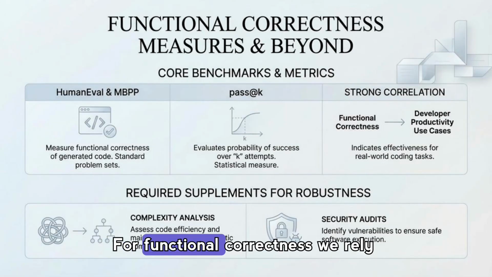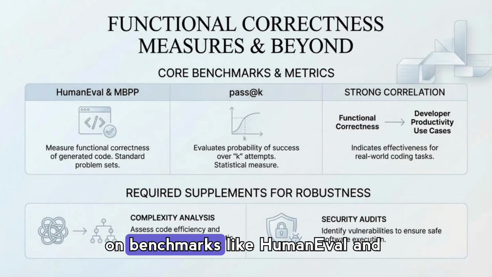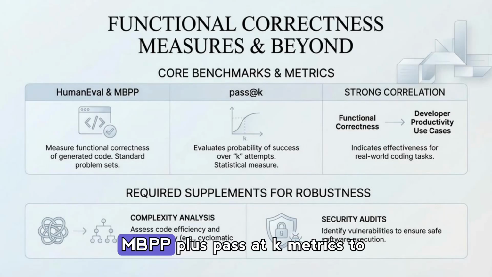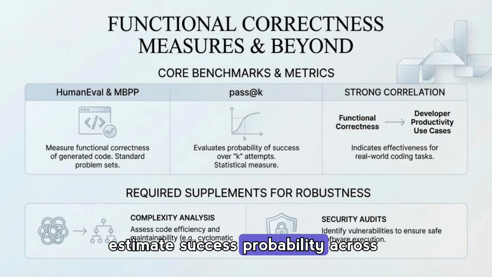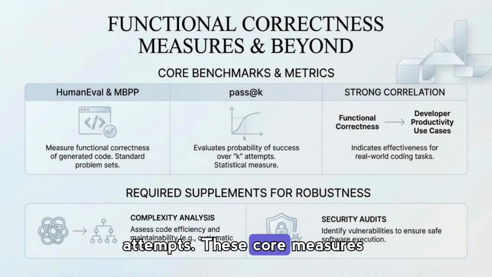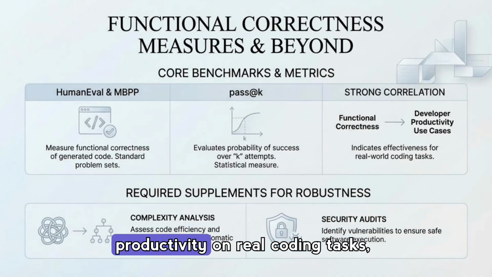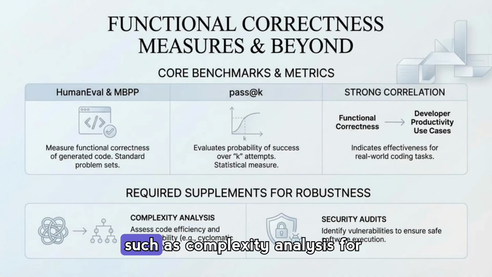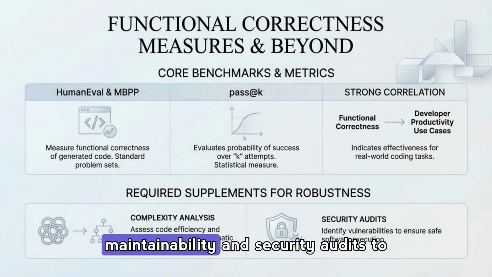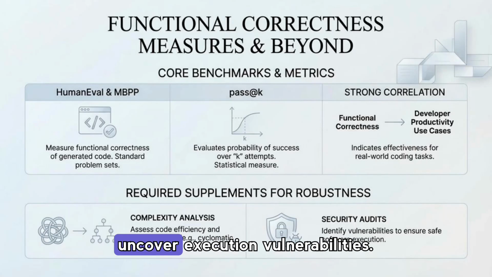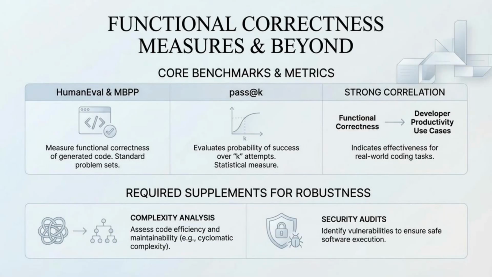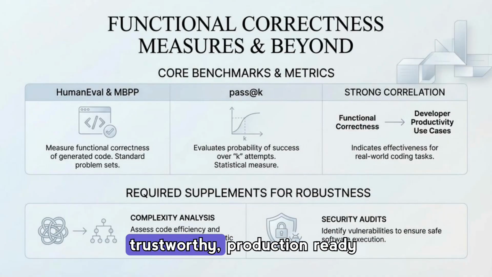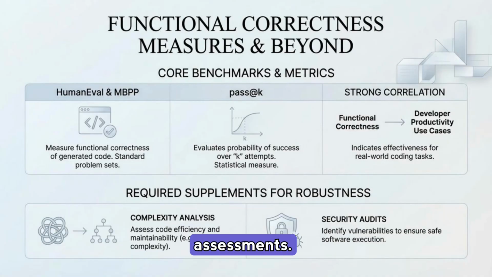check. For functional correctness, we rely on benchmarks like HumanEval and MBPP+, with pass@k metrics to estimate success probability across attempts. These core measures correlate well with developer productivity on real coding tasks, but robustness needs supplements such as complexity analysis for maintainability and security audits to uncover execution vulnerabilities. That combination produces more trustworthy, production-ready assessments.